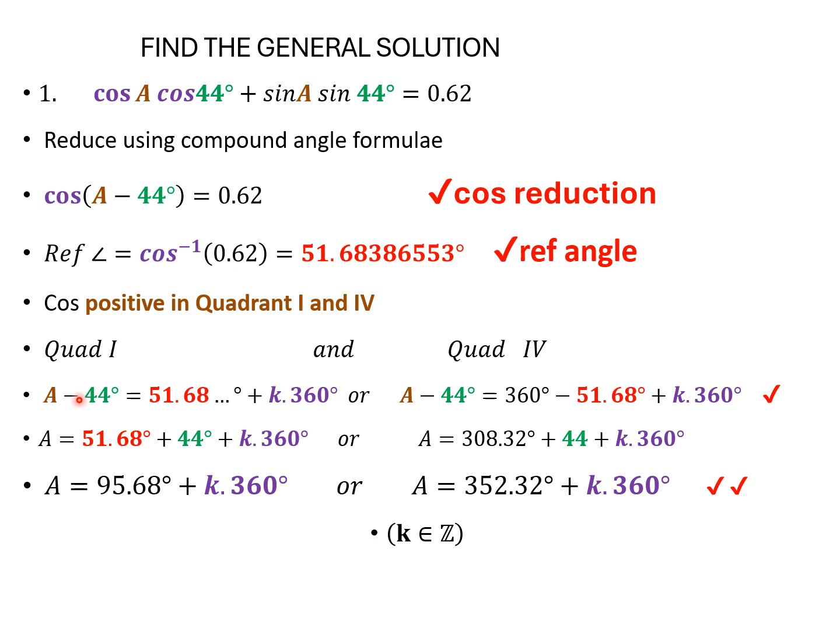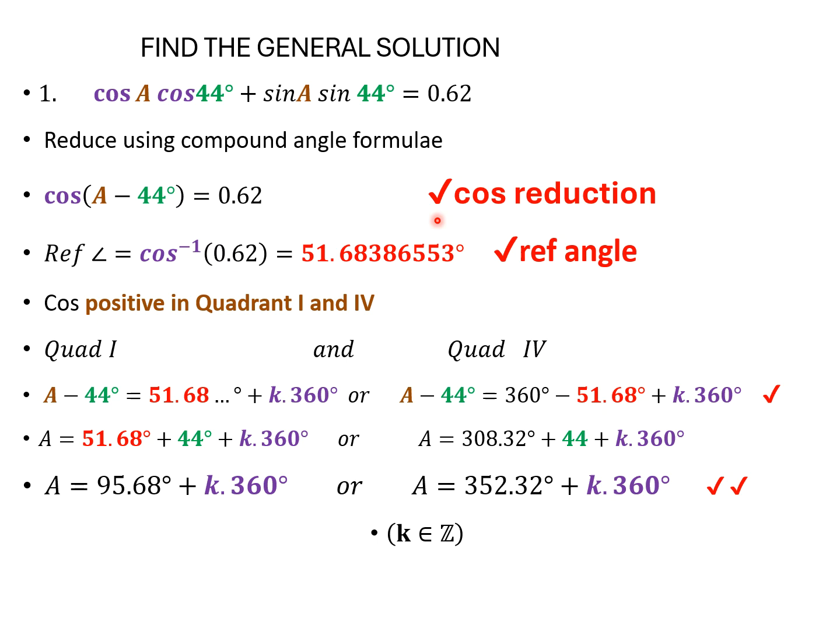If I take negative 44 over, it becomes positive 44. So I have 51,68 plus 44 plus k 360. If I simplify, that gives me 95,68 degrees plus k times 360. 360 minus 51,68 gives me 308,32. Take negative 44 over, it becomes plus 44. So 308,32 plus 44 becomes 352,32. So you see I just carried k 360 all the way down. I must specify that k is an element of integers.